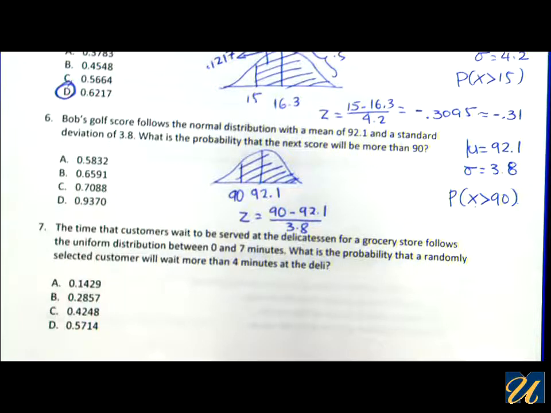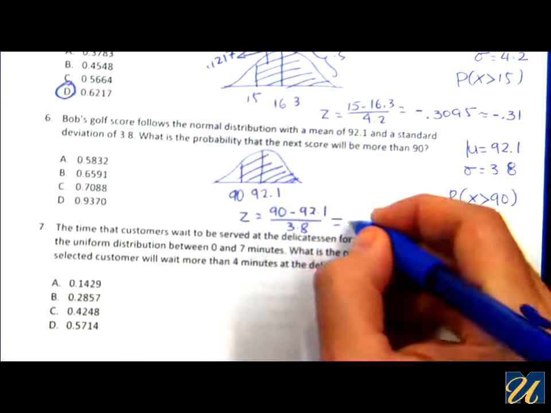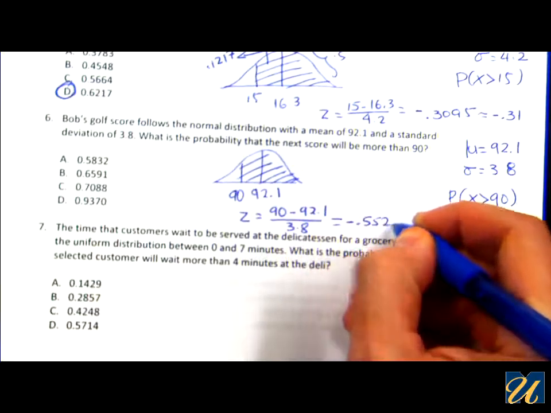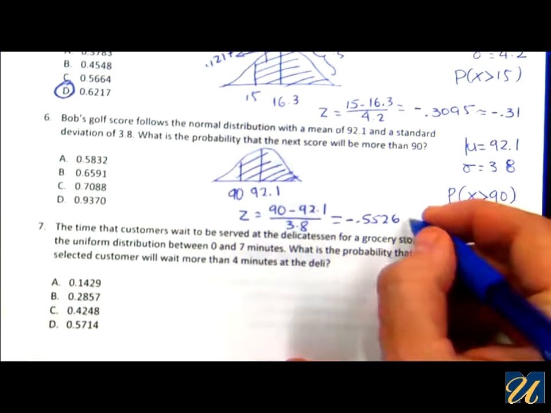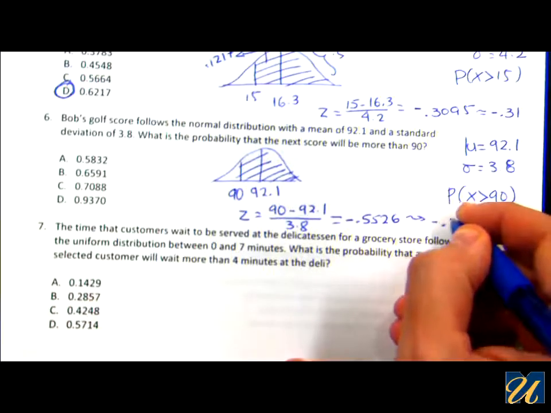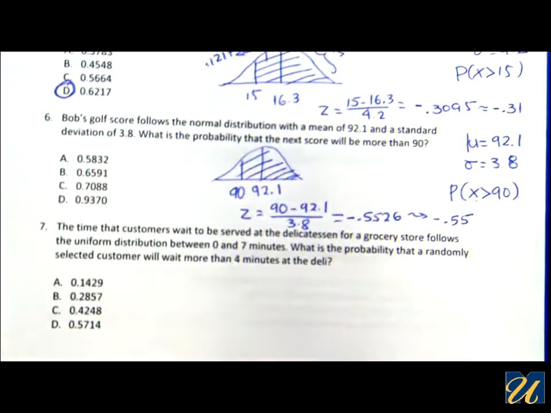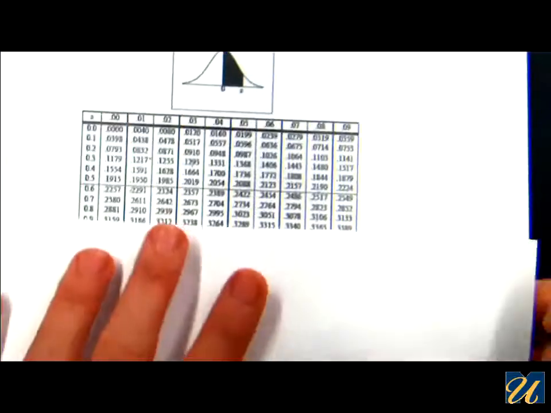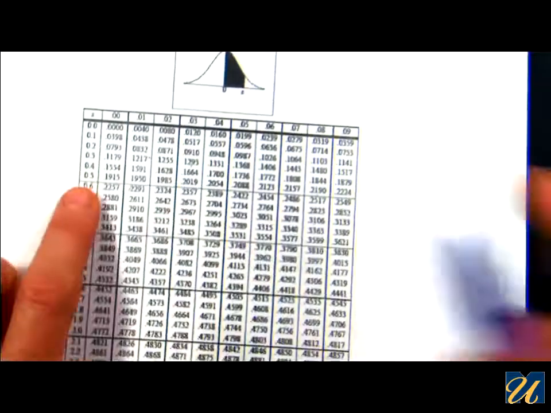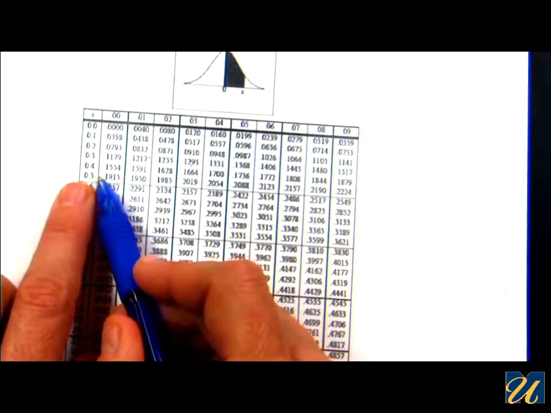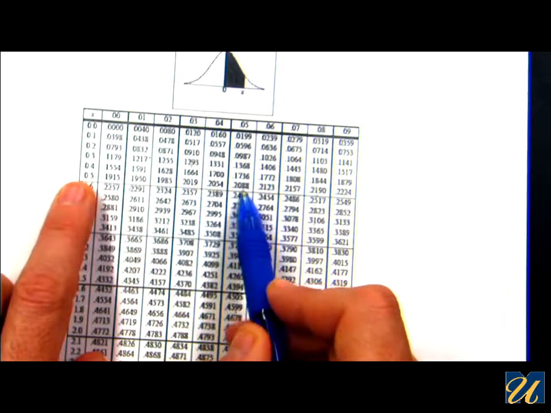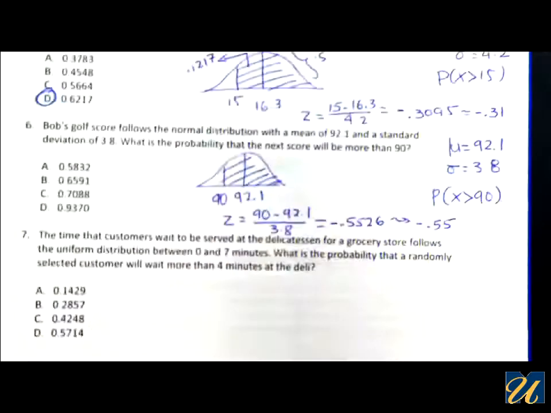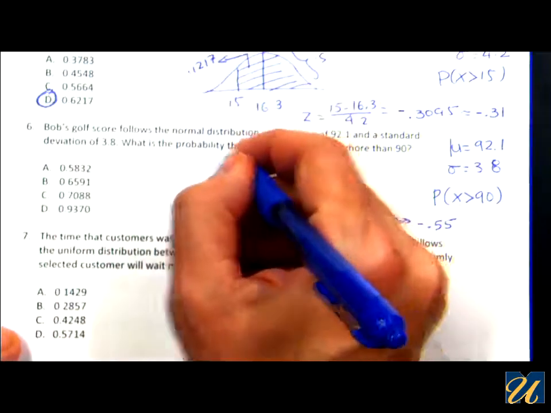So this is going to be equal to negative 0.5526. So you round to 2 decimals, negative 0.55. You go to your table, you look up 0.55. 0.5 is here. You move across to 05, 0.2088. 0.2088 is this area.